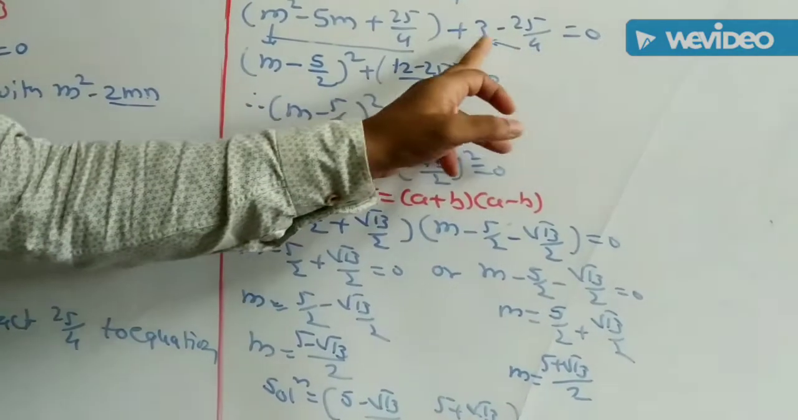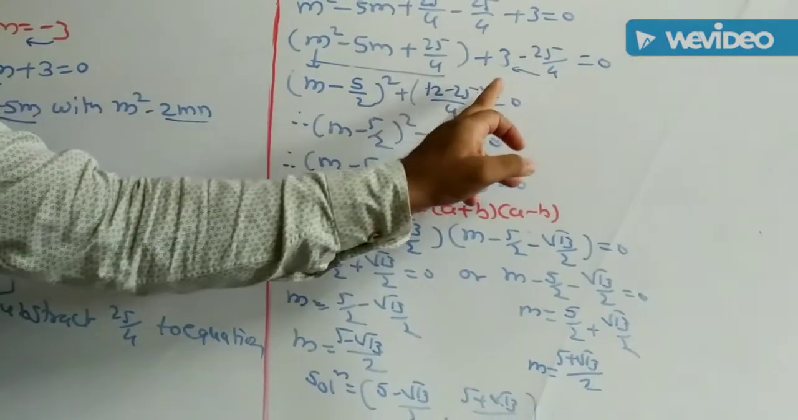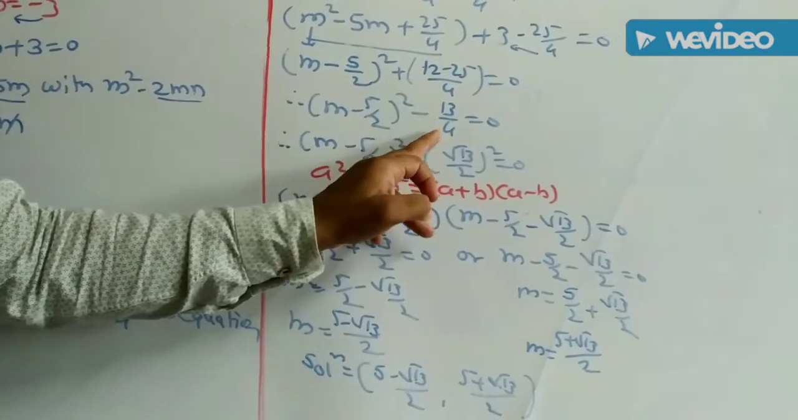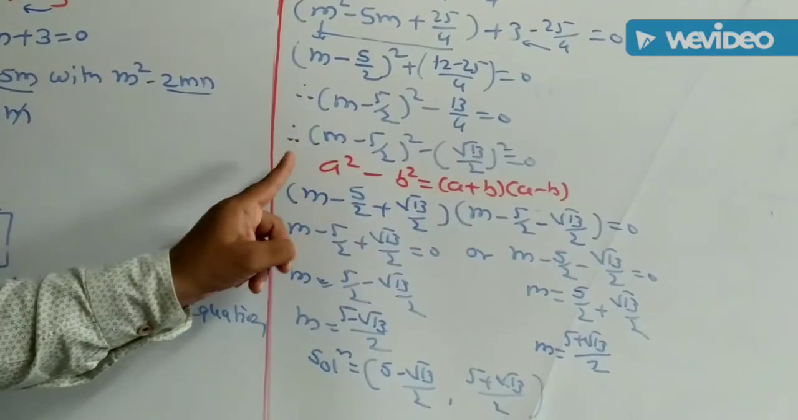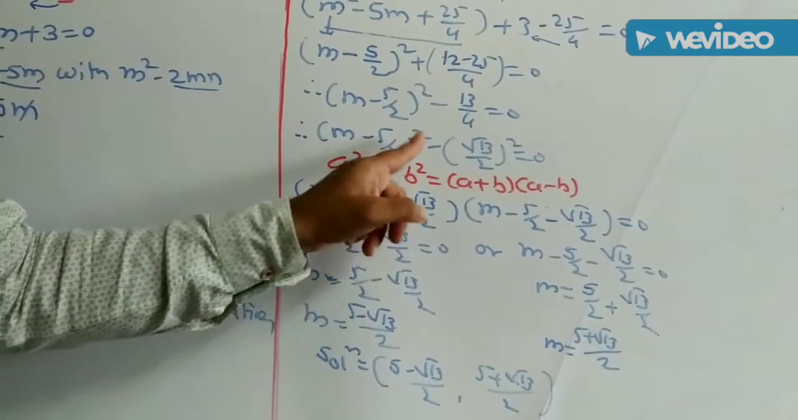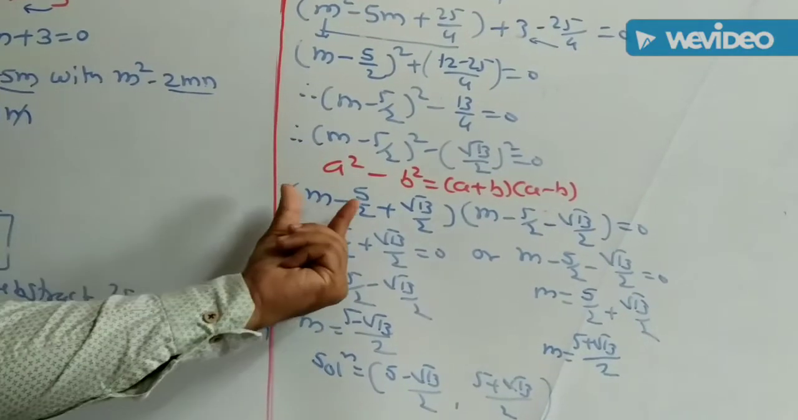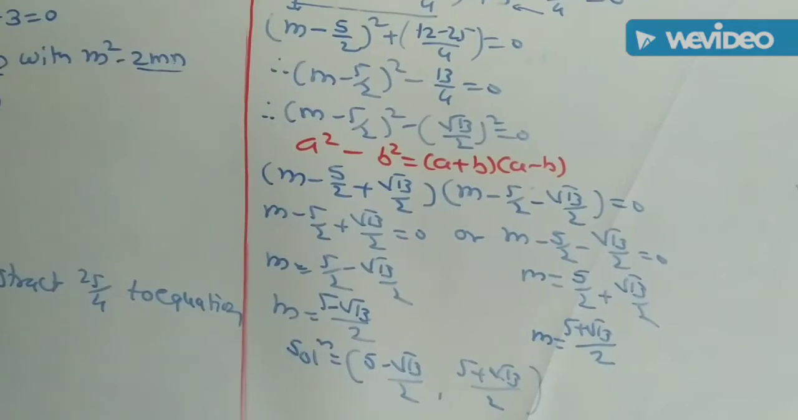That is, the square root of 25 upon 4 is 5 upon 2. Plus the cross product, making the same denominator: 4 is 12 minus 25 upon 4, 12 minus 25 is minus 13 upon 4. It is the square of root 13 upon 2 bracket square. Now it is in the form of a square minus b square. Therefore I write (a plus b)(a minus b). Instead of a, I write m minus 5 upon 2 plus b, that is root of 13 upon 2.